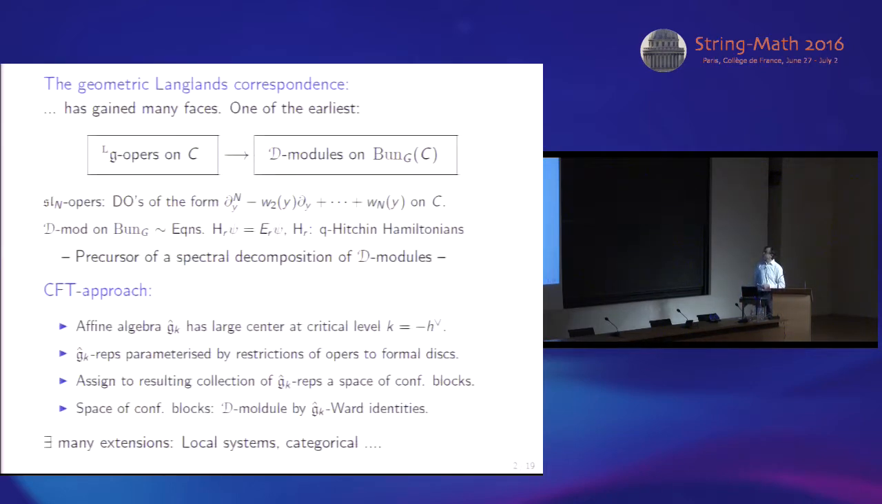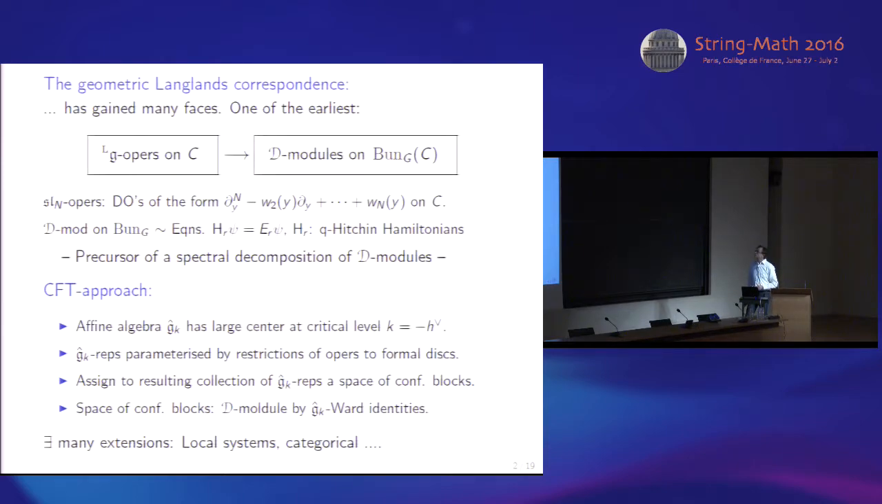Okay, so let's jump into the subject, and somewhat contrary to my habits, I shall start historically and survey a few of the existing approaches to the geometric Langlands correspondence, to get some idea what was known before. First of all, I should say it has by now gained many faces. It's just impossible to even mention all of them here.